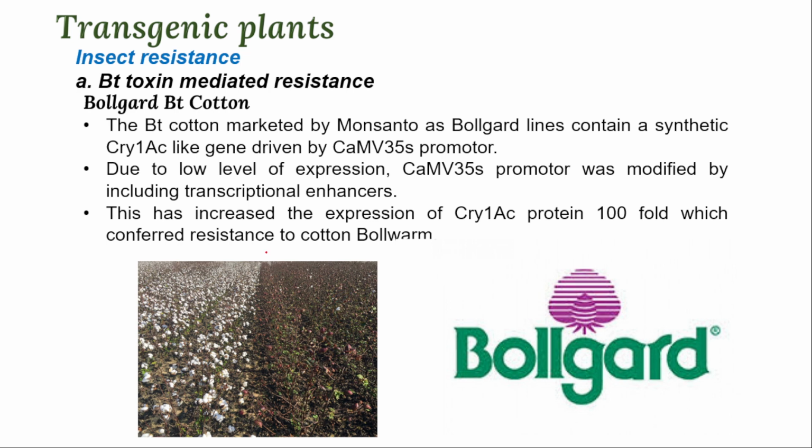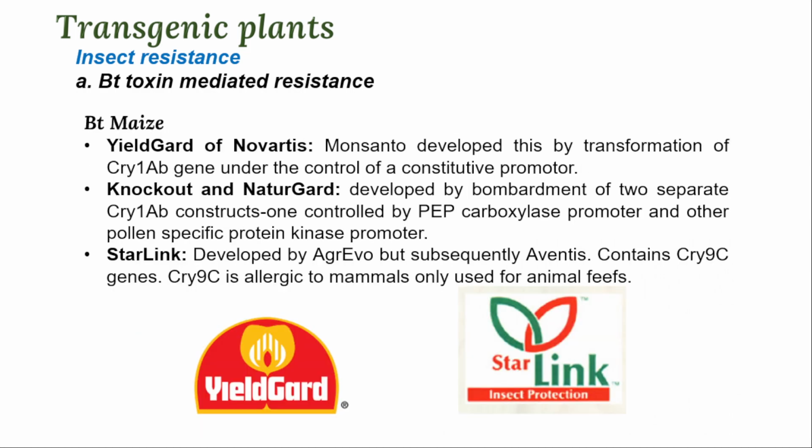This Bollgard successfully combated the infestation of lepidopteran insects in European countries, but it was not successful in India because the insects in European countries are different. In India, because of climatic factors, these Cry proteins do not work well in temperate and tropical agricultural land. Later on, the same Monsanto company introduced Cry1Ab genes into Bt maize.